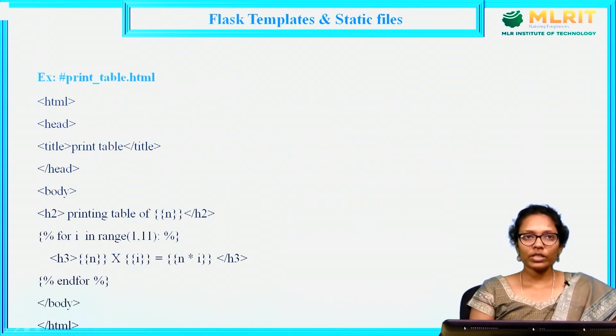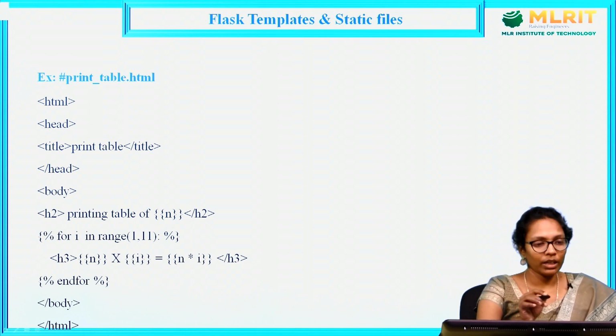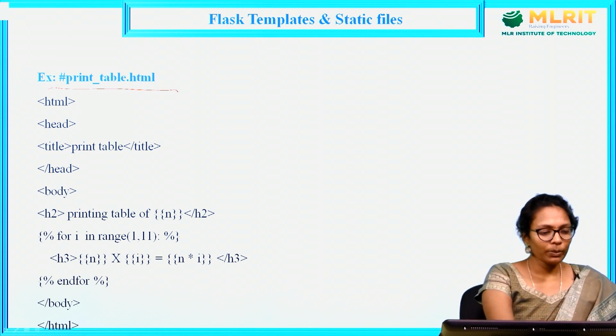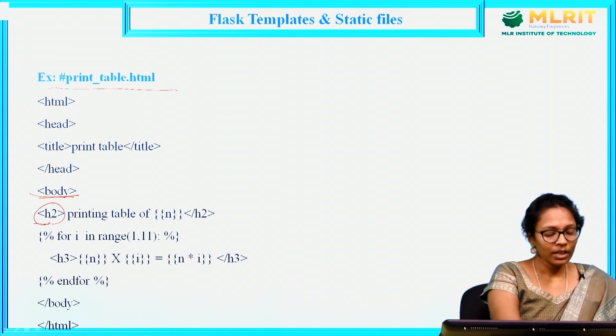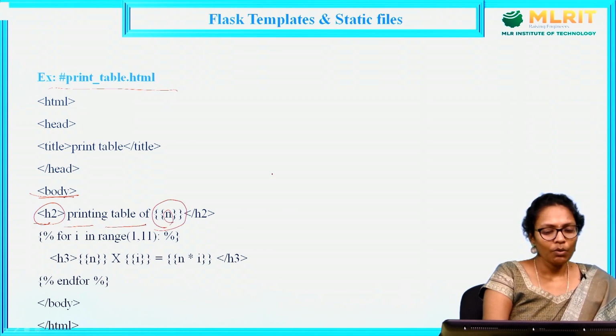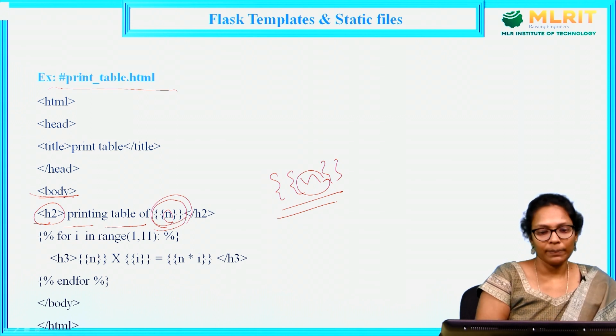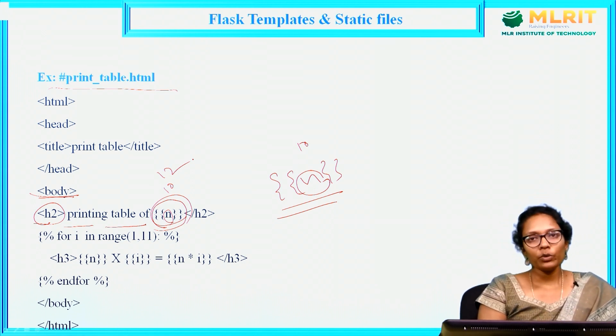Now we are going to discuss another application where I'm using Python statements inside the HTML file. Here I'm going to print a multiplication table. For that purpose, within the body, I'm writing a heading. What is this heading? Printing table of, and within the symbol I'm writing n. The symbol indicates an expression. Whatever the n value is, that will be replaced here. If the n value is 10, 10 will be placed here. If the n value is 12, 12 will be placed here. So here I am going to display the multiplication table of this number n.